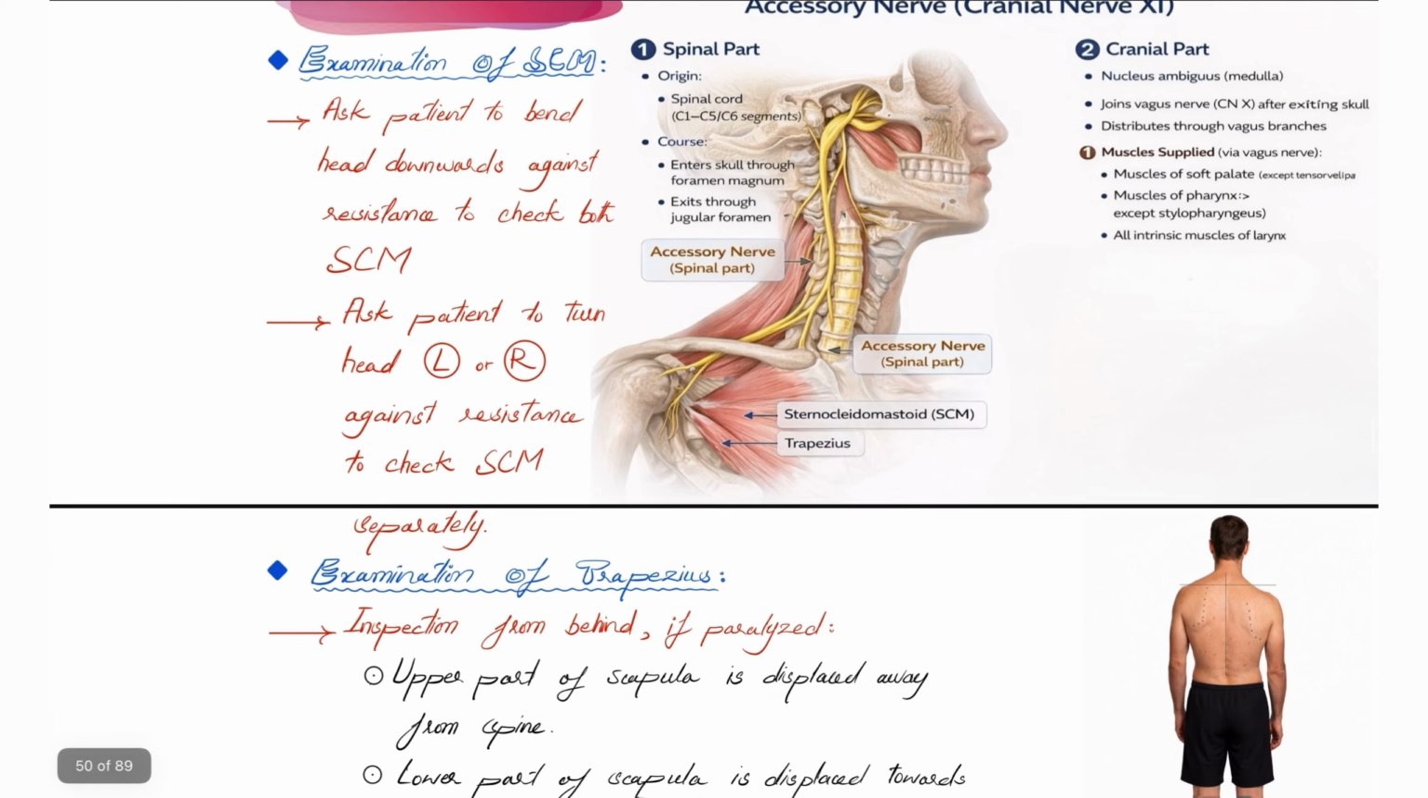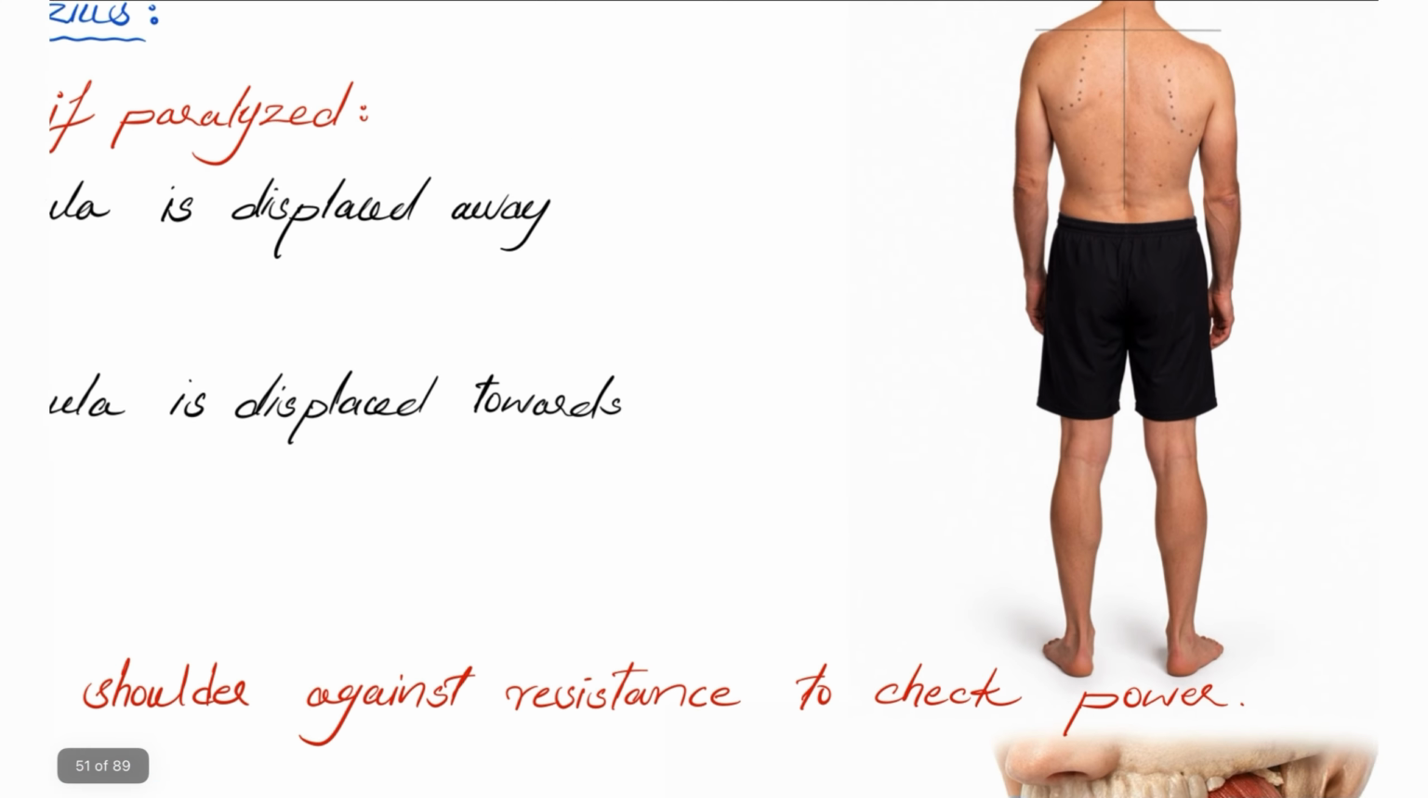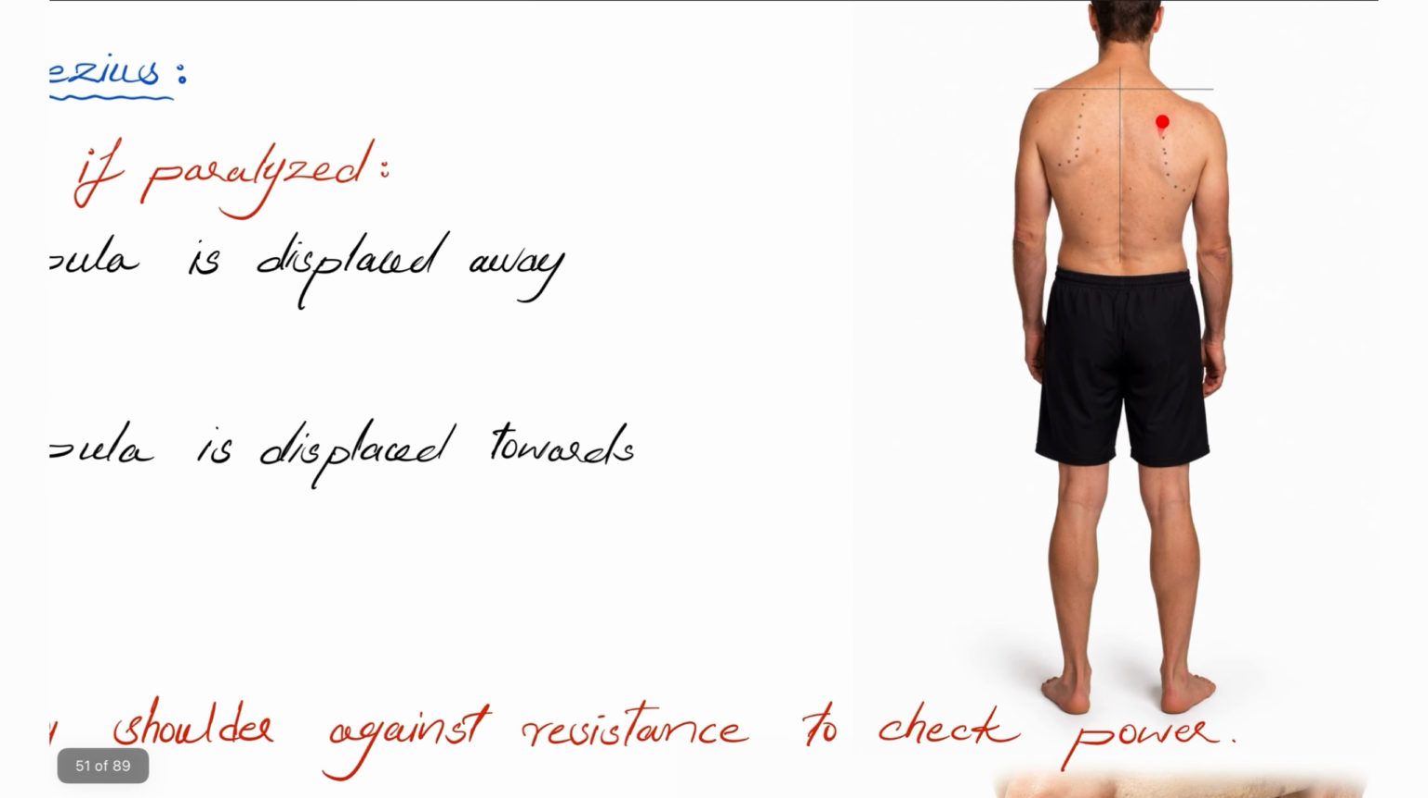First, inspect the patient from behind. If the trapezius muscle is paralyzed, then upper part of scapula is displaced away from spine and lower part of scapula is displaced towards the spine and the arm droops. Then ask the patient to shrug shoulder against resistance to check the power of the trapezius muscle.